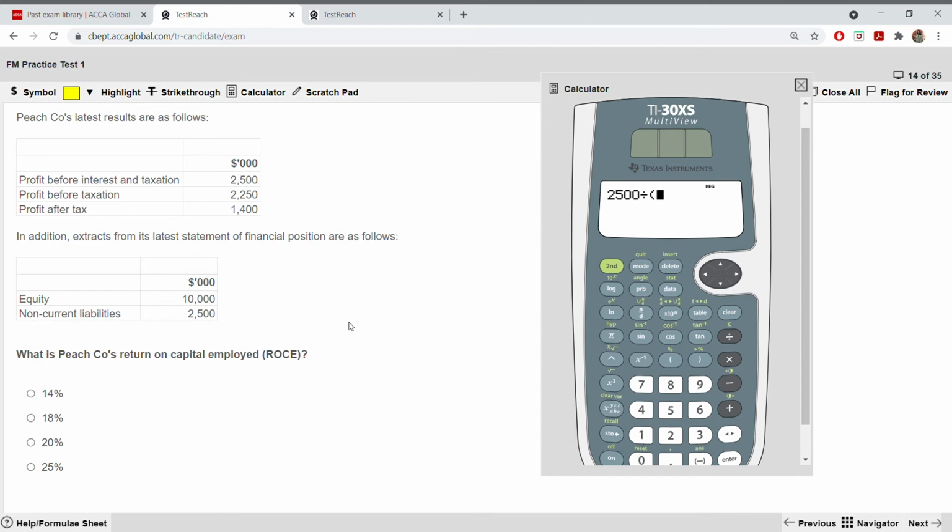Common sense also. See, 10,000 plus 2,500. You don't have to individually add it here. We know it's 12,500, so just take 12,500. Wherever you can save time, save time. Enter 0.2, so it's 20%.